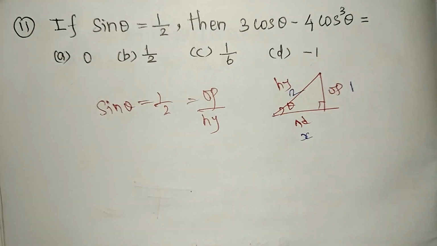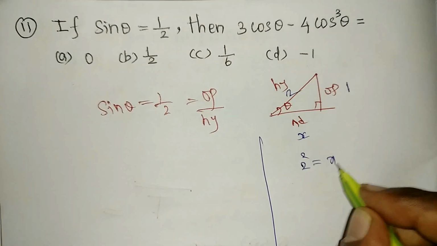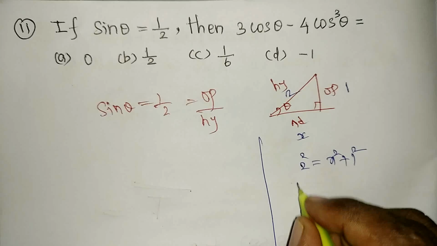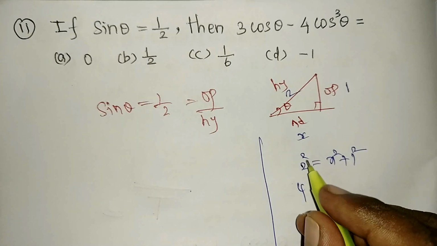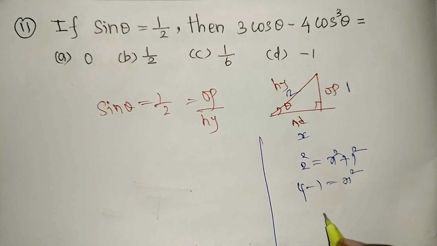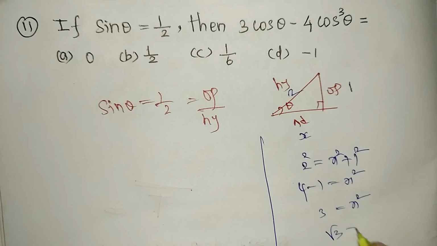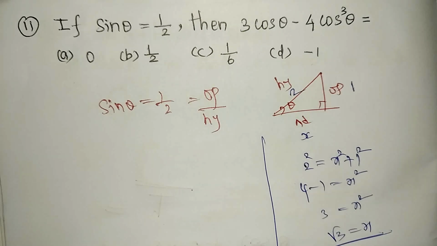So I'm taking the adjacent as x. Now the hypotenuse square is equal to the sum of the squares of the other two sides. Now the square of 2 is 4, and the square of 1 is 1. The 1 goes to the opposite side as minus 1, so 4 minus 1 is equal to x square. Now this is 3, so x square is 3. The square goes to the opposite side as a root, so root 3 is equal to x. Then the adjacent is x.